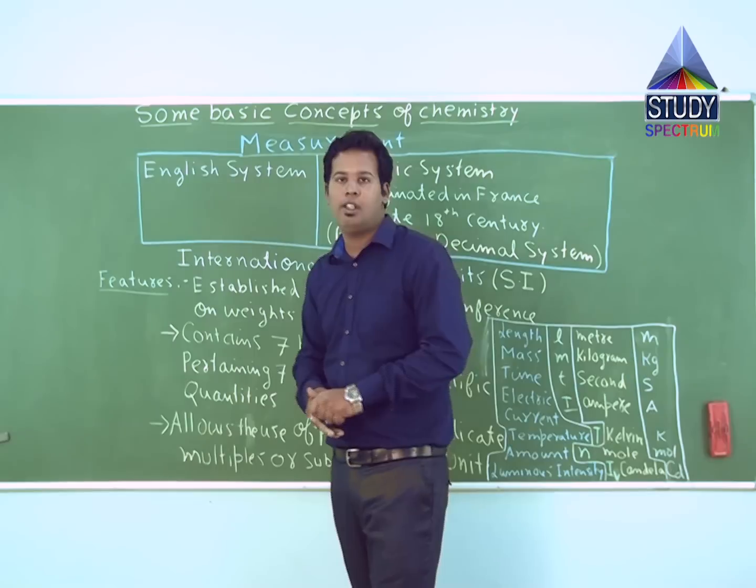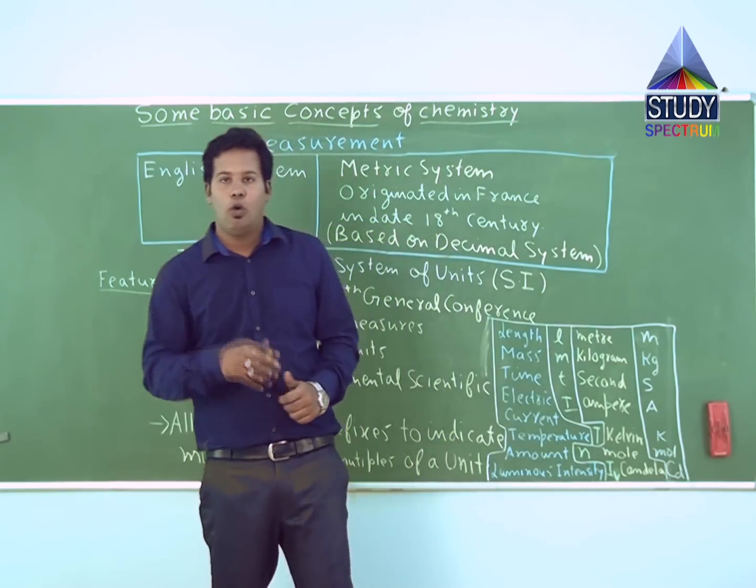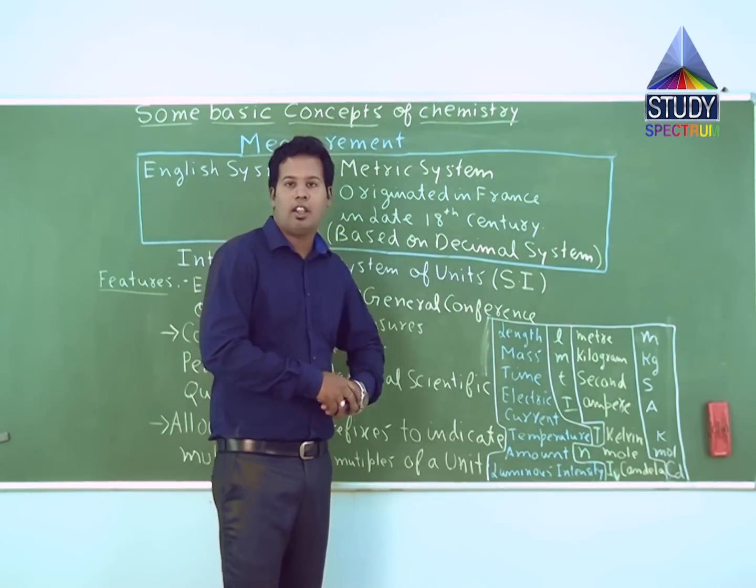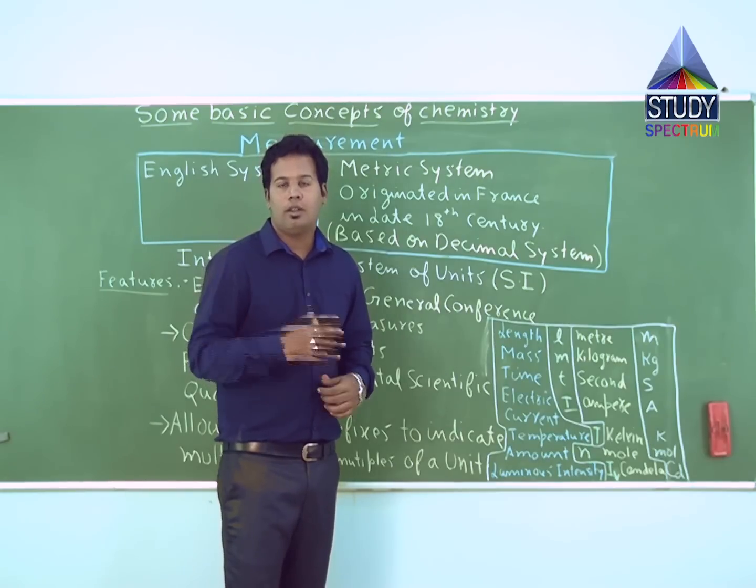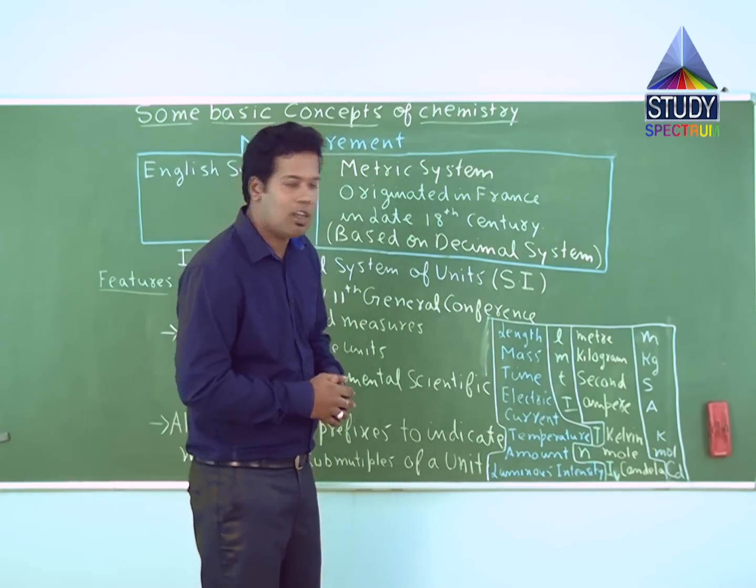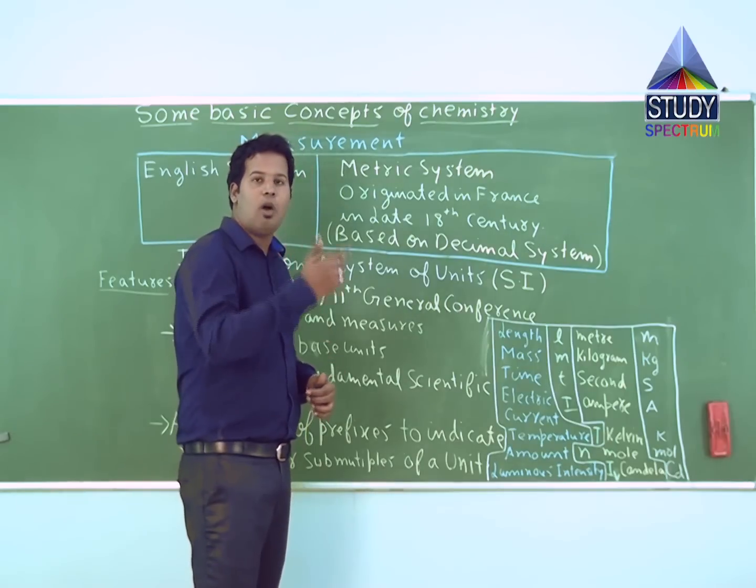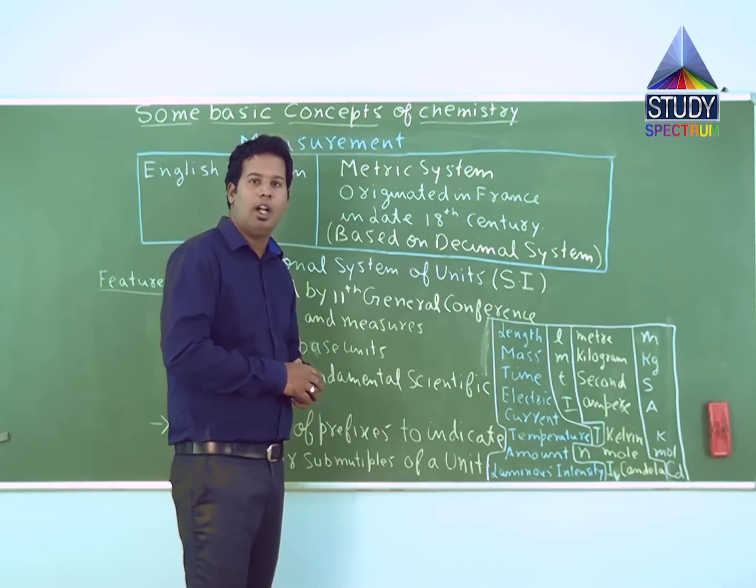Multiples or submultiples means like kilo, mega, correct? And submultiples means milli, nano, picometers, pico, fermi. Those are submultiples. When we increase the power of 10, then it becomes multiples. We decrease the power of 10, then it becomes submultiples.